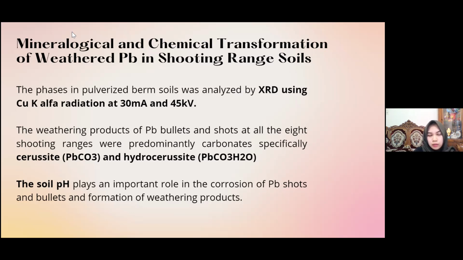The weathering products of lead bullets and shots at all the 8 shooting ranges were predominantly carbonates, specifically cerussite and hydrocerussite. The soil pH plays an important role in the corrosion of lead shots and bullets and the formation of weathering products. At the MOG shooting range, hydrocerussite was the only dominant lead carbonate weathering product, with no trace of other lead carbonates. This could be due to the favorable high pH, which is slightly above neutral, into the alkaline region. The other 7 shooting ranges had a mixture of both cerussite and hydrocerussite. Next.